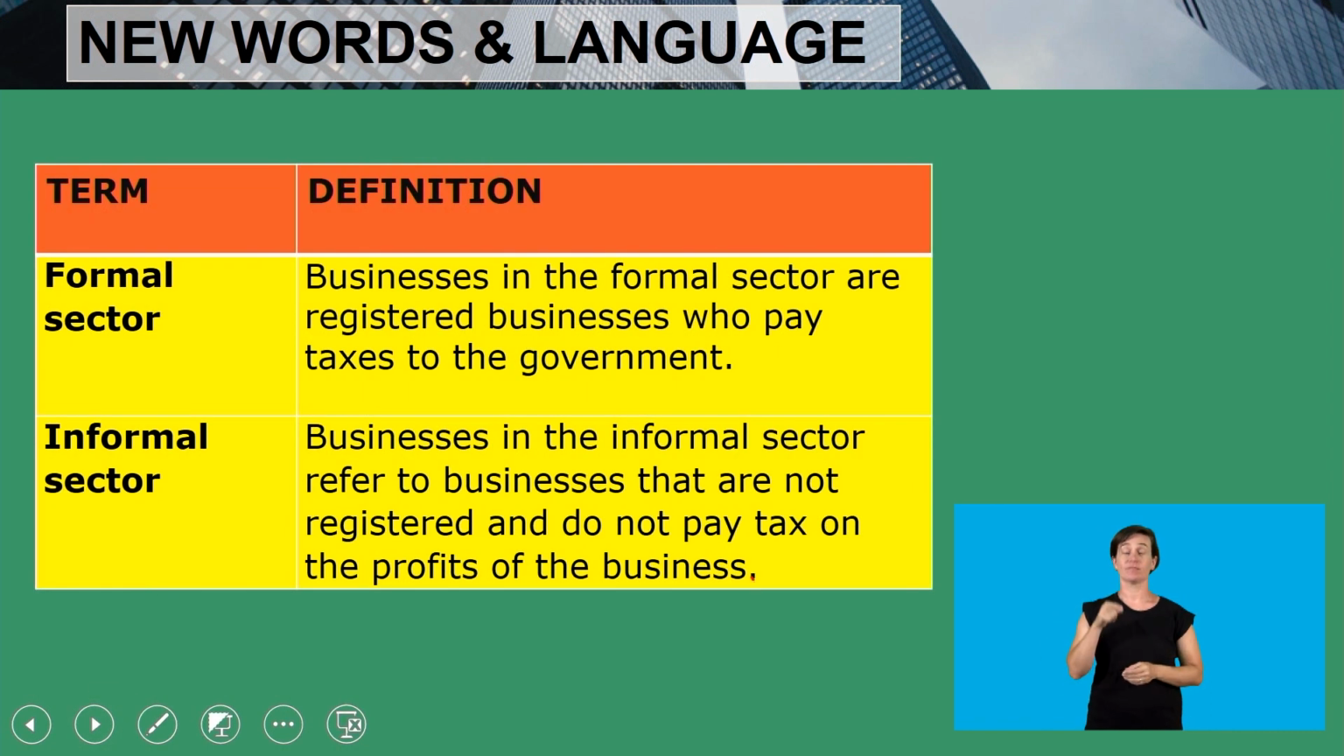We'll also come across the term which is formal sector. Businesses in the formal sector are registered businesses who pay taxes to the government. And lastly, we'll have informal sector. Businesses in the informal sector refer to businesses that are not registered and do not pay tax on the profits of the business.